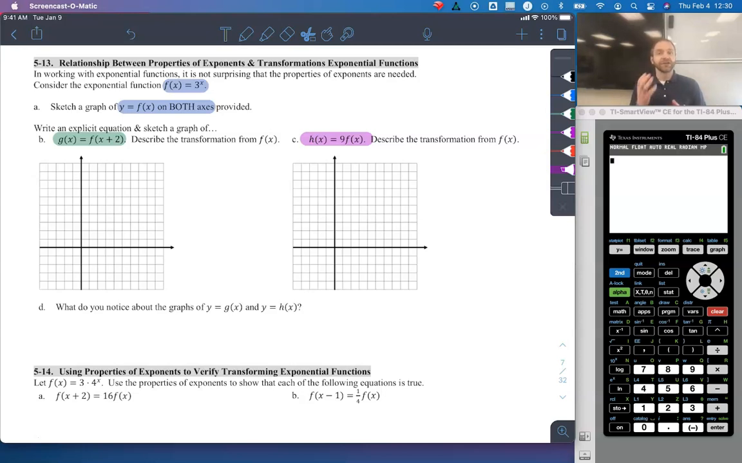And then I'm going to look at a g of x function, which is represented by a horizontal shift, because it's x plus 2. And then I'm going to look at a vertical stretch for h of x, because it's 9 times that function. And I want to see how they relate to each other.